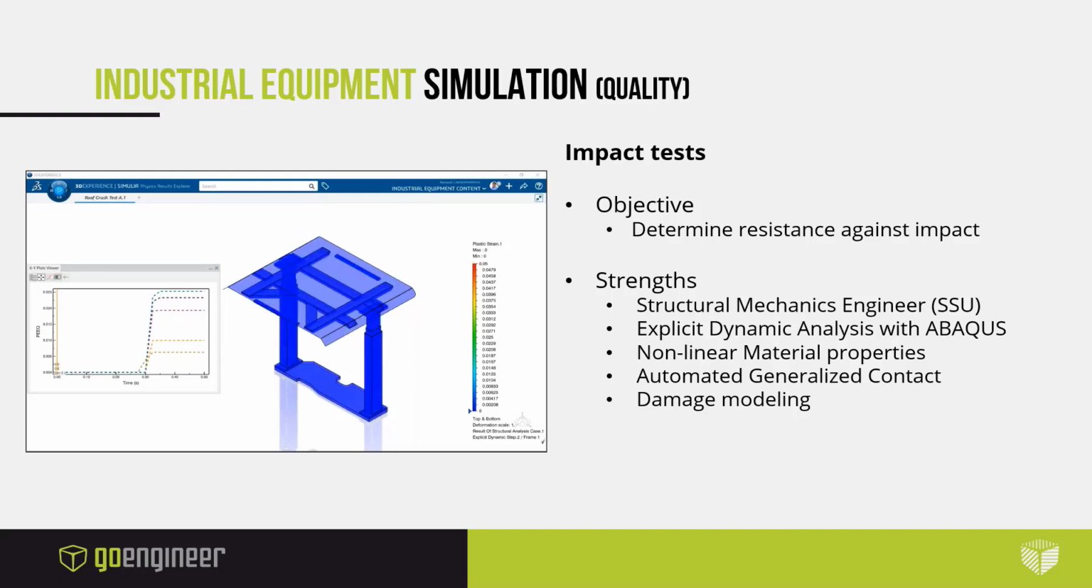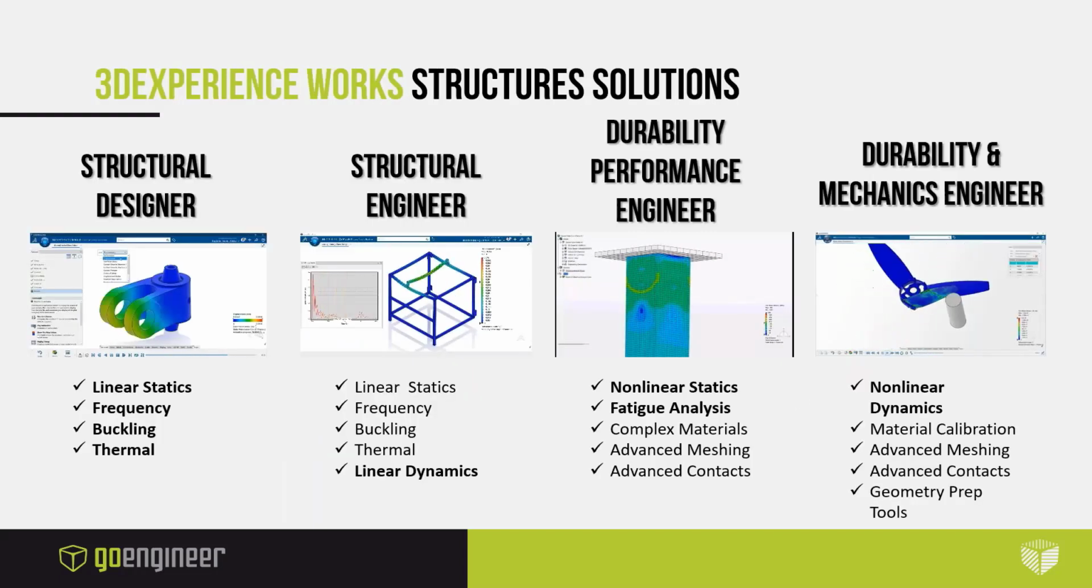Again, the key thing is our ability to simulate excessive deformations, incorporate nonlinear material properties such as post-yield deformation of metals, rubbers, and plastics, and also take advantage of the automated generalized contact capability to simulate the contact between different components with minimal user intervention. That's really the claim to fame and why the industrial equipment sector essentially adopts our structural solutions from Abaqus.